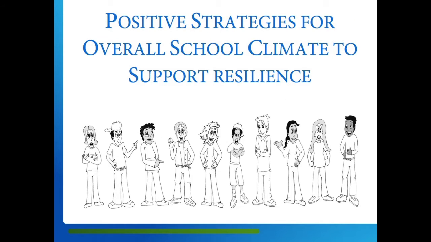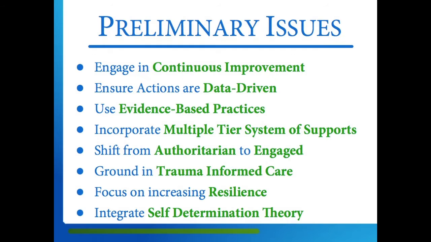We need to start by first focusing on positive strategies for overall school climate that will support resilience of all students. So these are the preliminary issues, the foundational issues to positive improvement. It's essential to engage in continuous improvement, ensure that actions are data-driven and evaluated by the data, use evidence-based practices, incorporate multiple-tier system of supports.